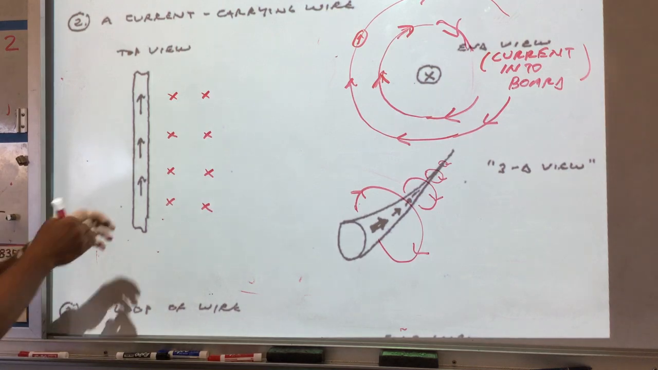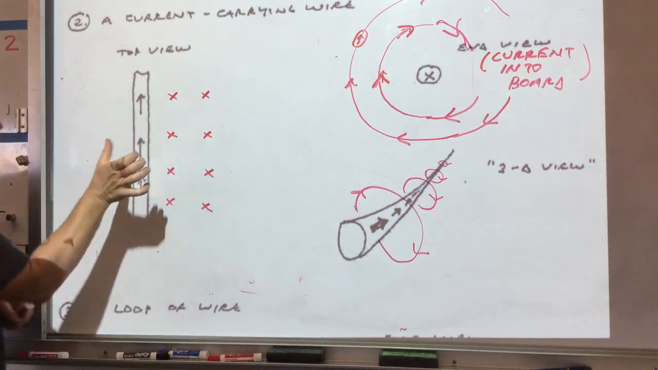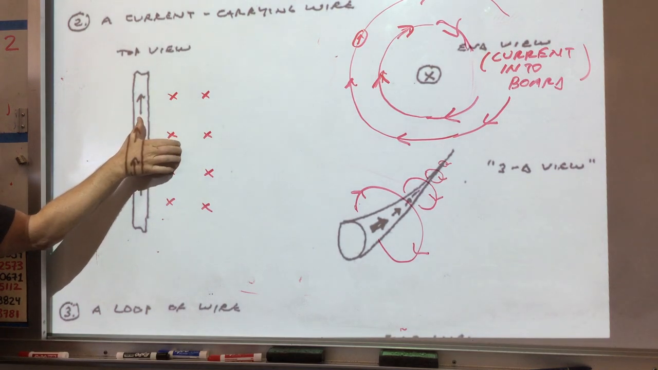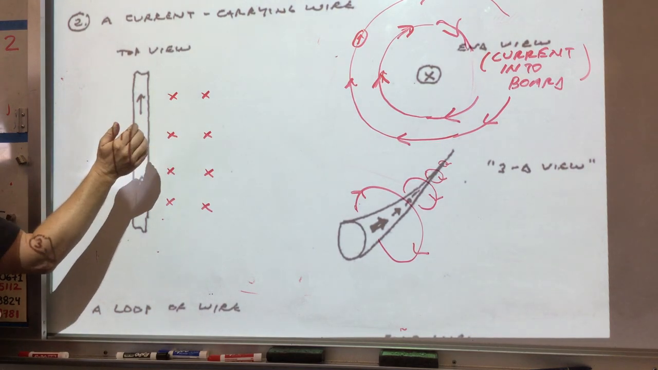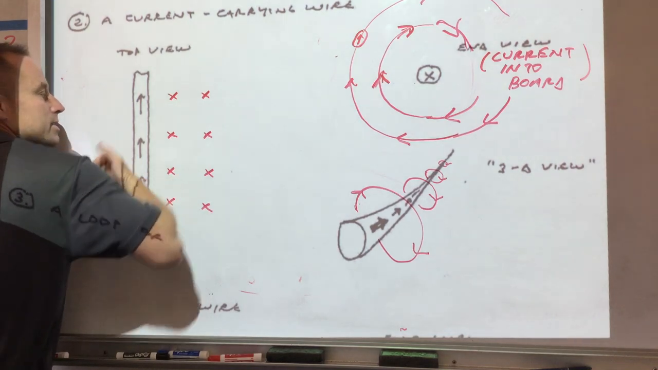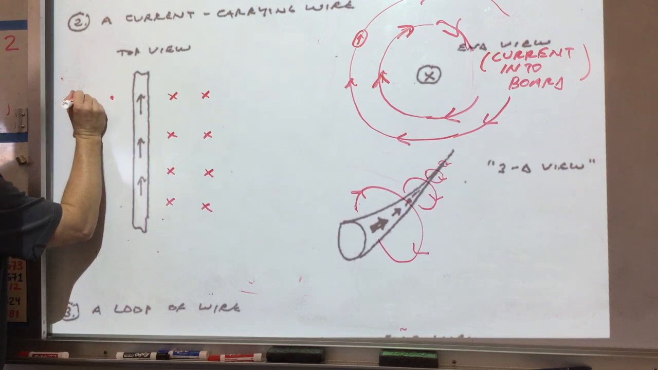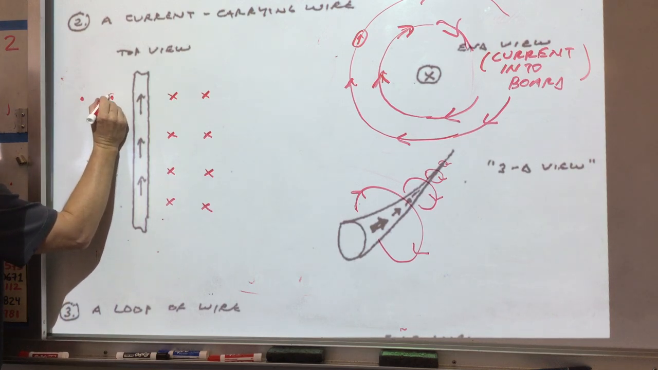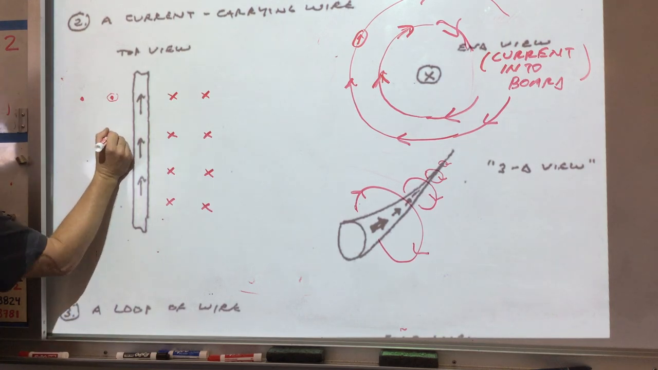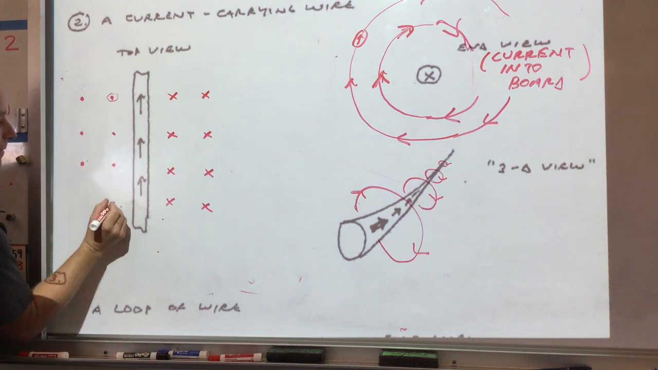So you can just imagine that you've shot an arrow into the board and it's going in. So the field goes into the board here, wraps around behind the wire, and then on the other side it comes out. The way the physicists will often draw that is they'll just draw little dots. Sometimes you'll see a dot with a circle around it, and what that's supposed to be is basically an arrow coming at your face, right? It's coming right out of the board.